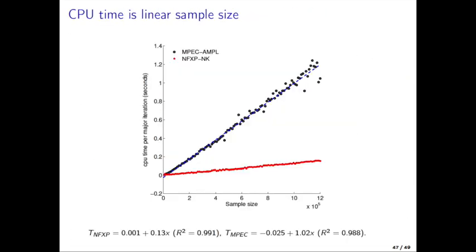So let's take a final look at what is going on as you increase the number of observations linearly. You can see here the computer time per major iteration, so the time it takes to take an iteration when searching over the parameter space, increases with the sample size. That's not so surprising, because you have to evaluate the objective function over this increasing sized sample. But look at the slope. The slope is much, much flatter for NFXP, whereas it's much, much steeper for MPEC. It's simply because the size of the Hessian is much, much bigger.